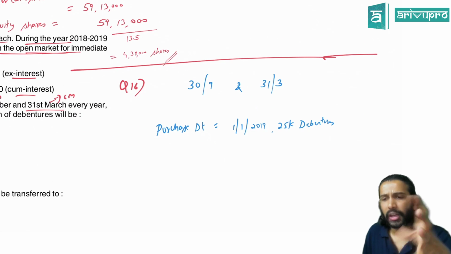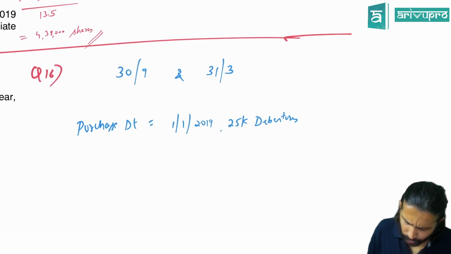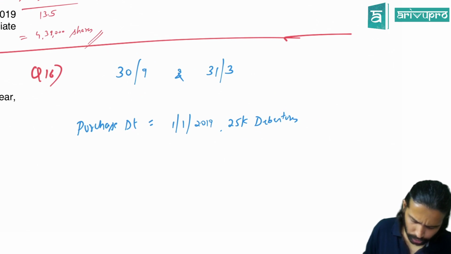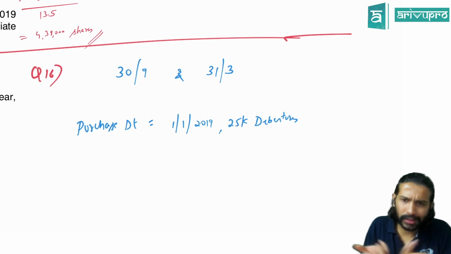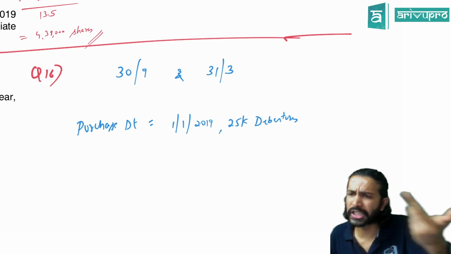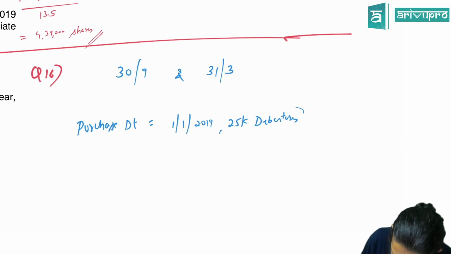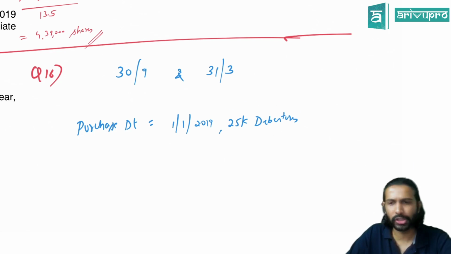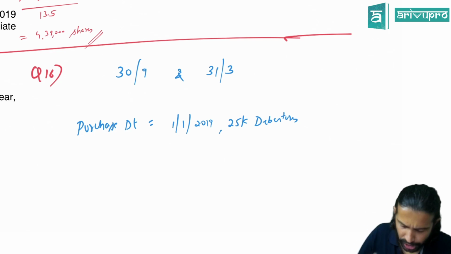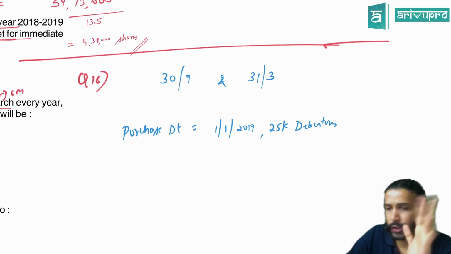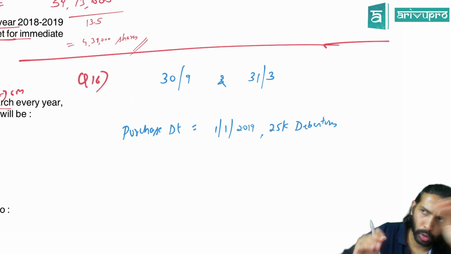If the company has purchased 25,000 debentures, somebody should have sold 25,000 debentures to the company. Only then can the company buy. If somebody is buying, somebody should also sell. That's how it works. Now check, when did that somebody sell the debentures? 1st January.